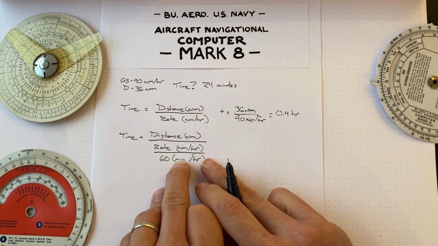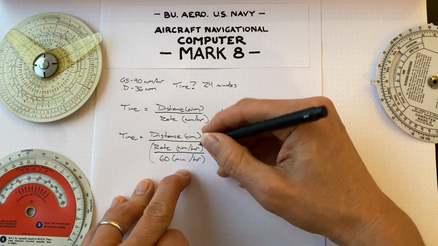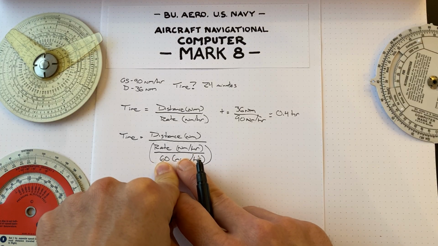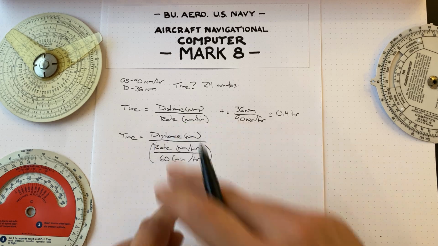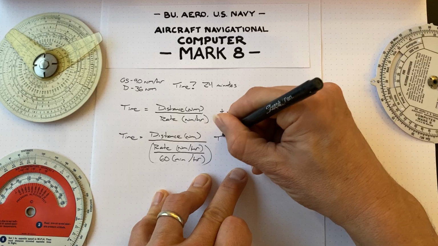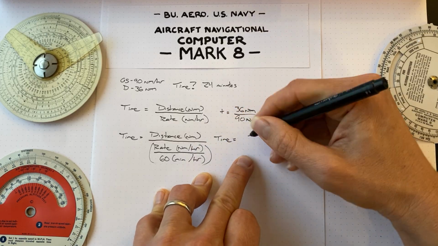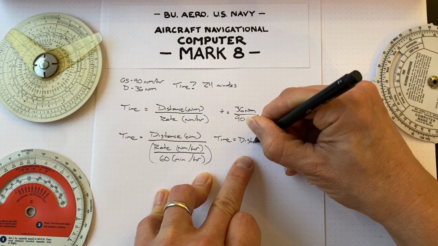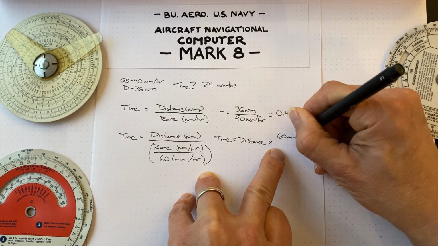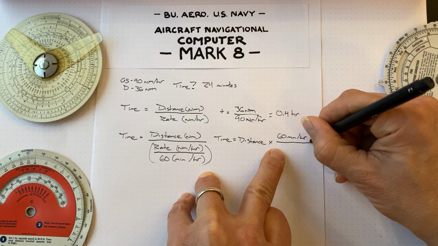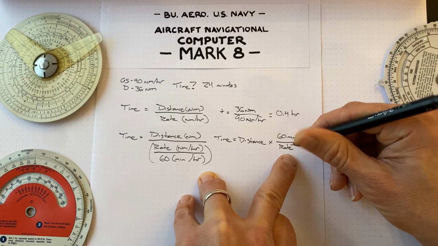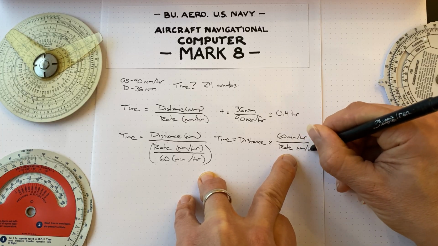And a nicer way to write this formula, rather than thinking of it as these two divisions, would be to take the entire denominator and multiply the top, the numerator, by the reciprocal of this. And it actually looks pretty nice when we do it. So we'd end up with time equals distance times 60 minutes per hour divided by our rate in units per hour. So in this case, we're going to say nautical miles per hour.